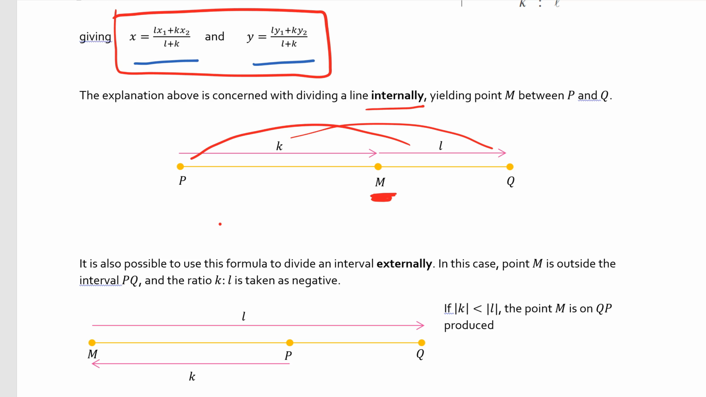However, it's possible to use this very same formula to divide an interval externally. So in this case, point M is outside the interval PQ, which means it's either beyond P with the line PQ produced to the left, or it's beyond Q with the line PQ produced to the right. So the technical way of saying that is if it's on the left, that's QP produced. If it's on the right, it's PQ produced.